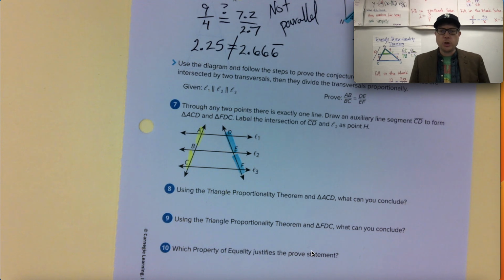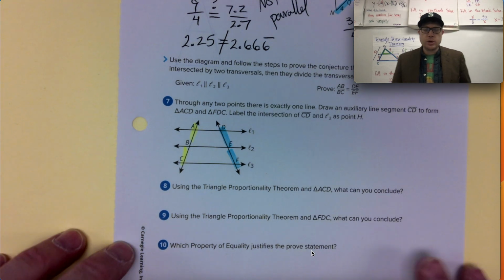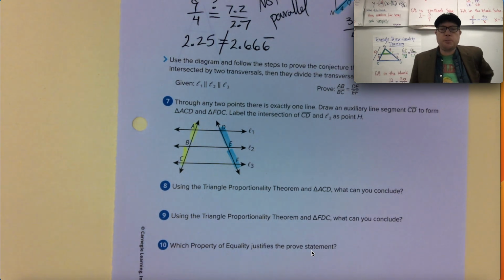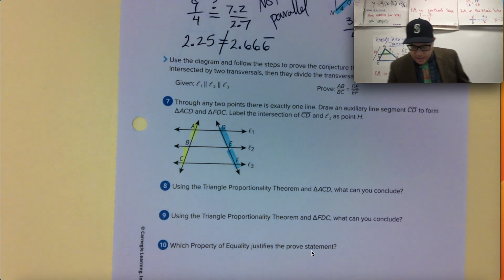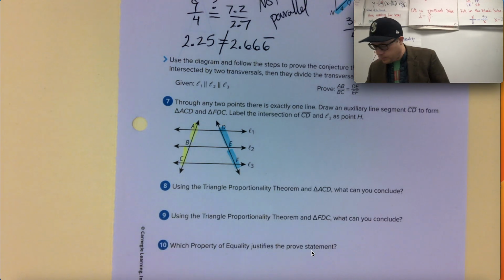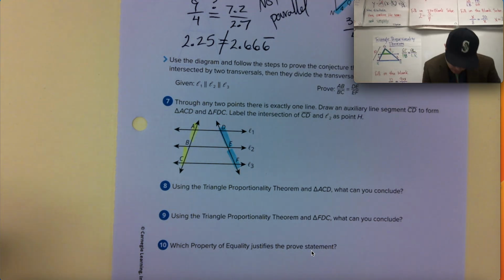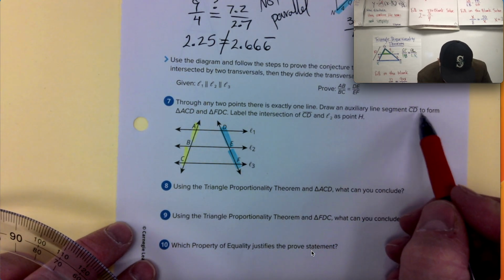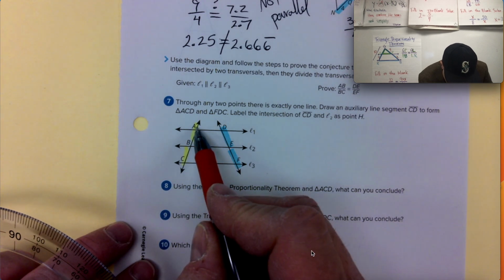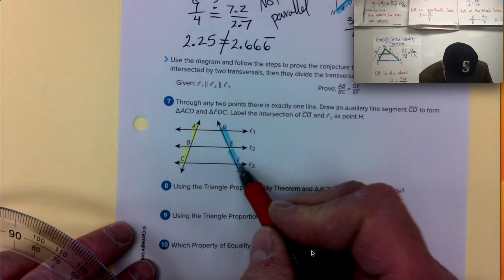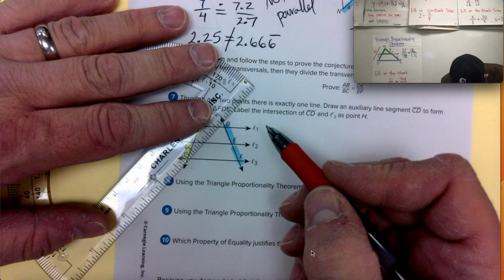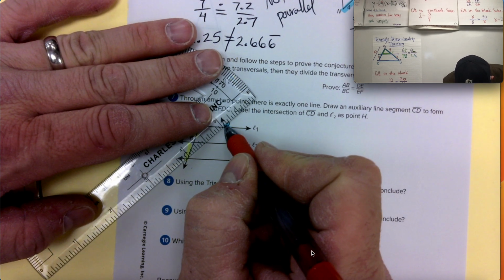Use the triangle proportionality theorem. What can you conclude? In fact, it says through any 2 points, there is exactly 1 line. Let's draw an auxiliary line. Where's my projector? There we go. Through segment CD to form ACD, FDC. It has to look like this. So draw an auxiliary line right here.